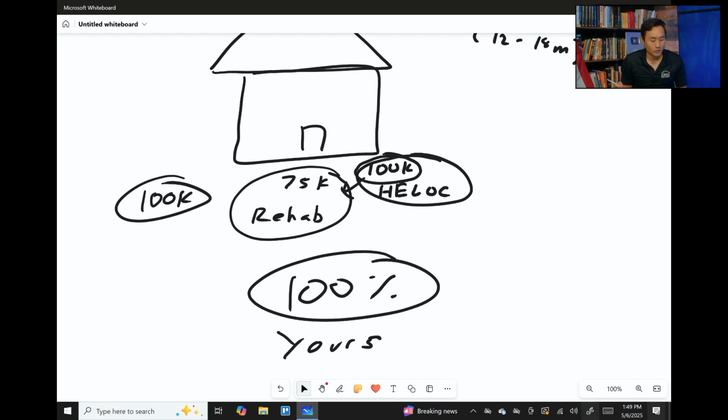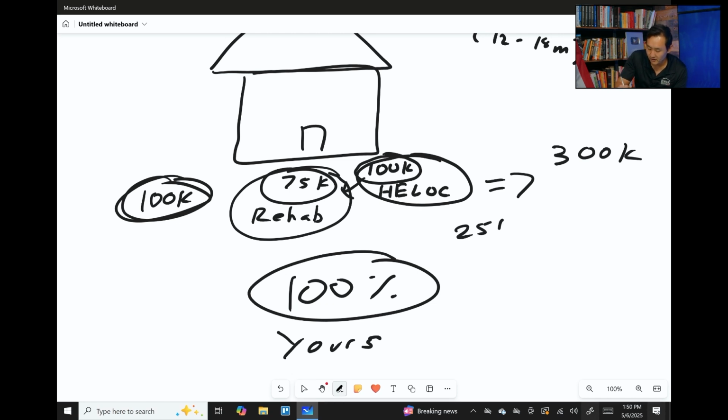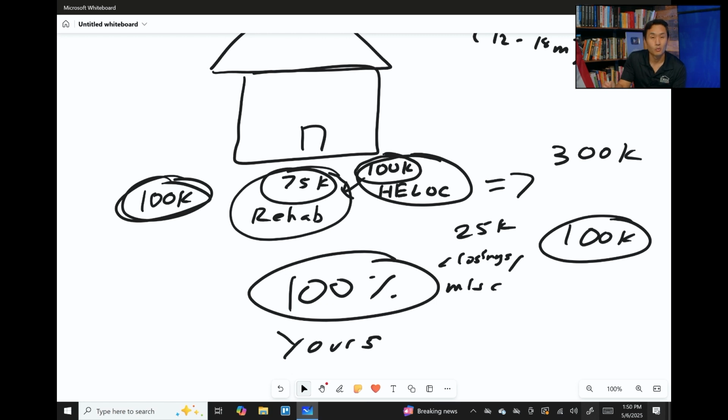Congratulations, okay? Now, what's beautiful about that is that if we were to sell the property, and let's say the market value of this property is $300,000, well, with the $100,000, $75,000 in rehab, and let's just say an additional $25,000 in closing costs and miscellaneous, well, that means we've profited $100,000 without, again, having to take any outside money.